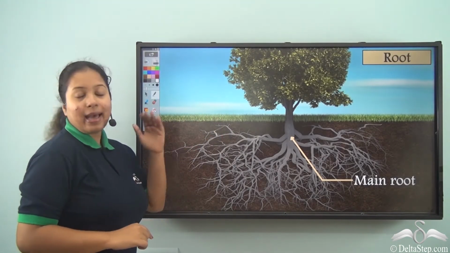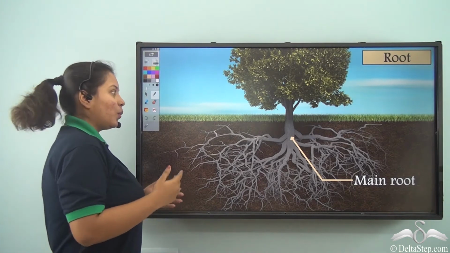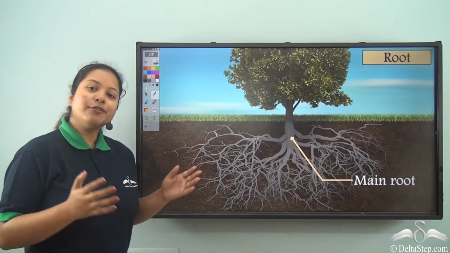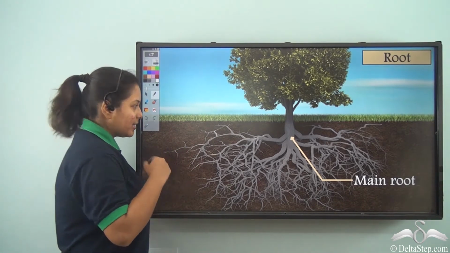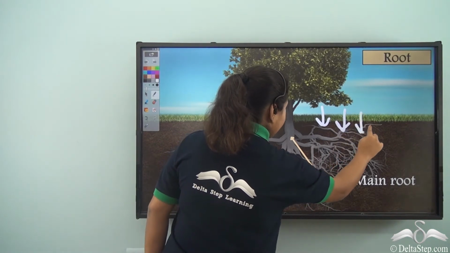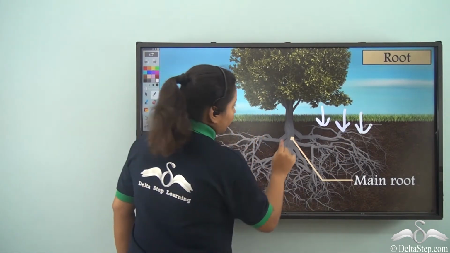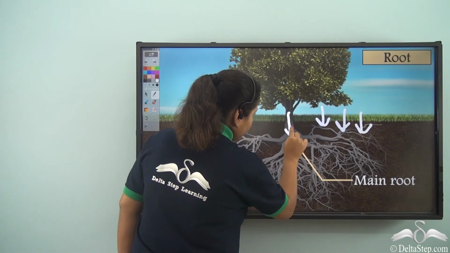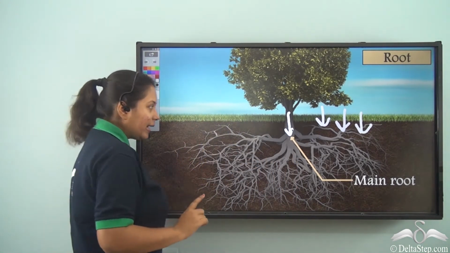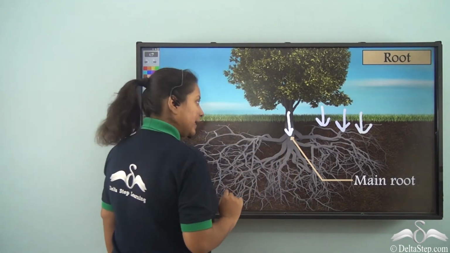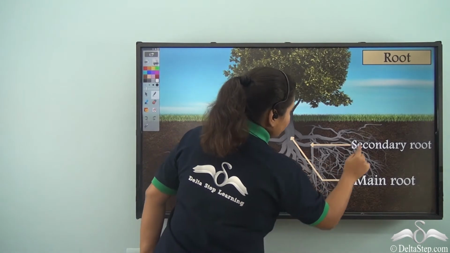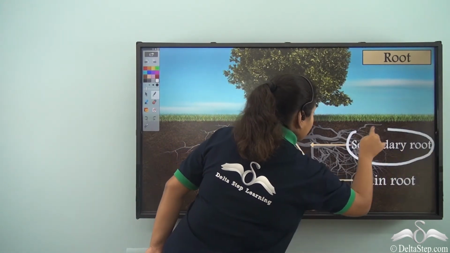Now, we have the root over here. Well, we have already known that root is actually the feet of the plant. And where does it stay? It stays underground, right? So, if you see over here, this root over here is known as the main root, right? So, this is here as a leader. But following it, we have the other roots which are the secondary roots.